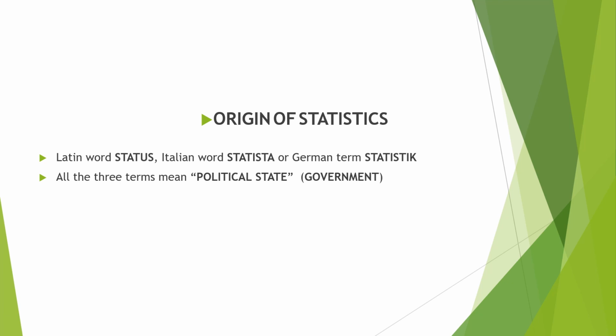So the term statistics has been originated from Latin word status, Italian word statista, or German term statistik, and all the three terms mean political state or the government of the state. Initially, statistics was not very popular, and at that time statistics was only used by the government of the country.